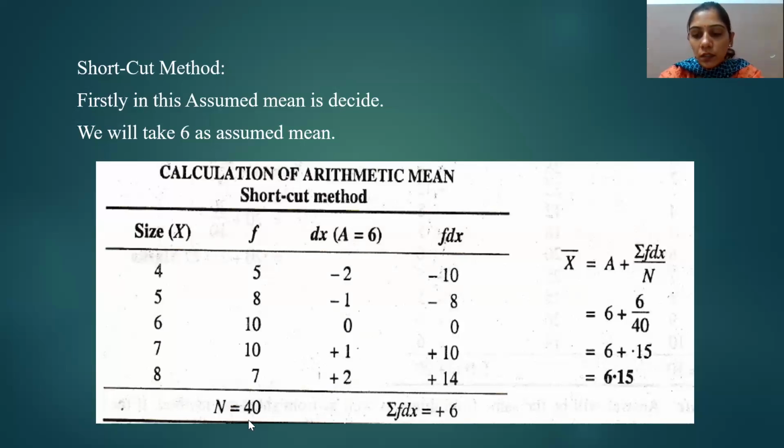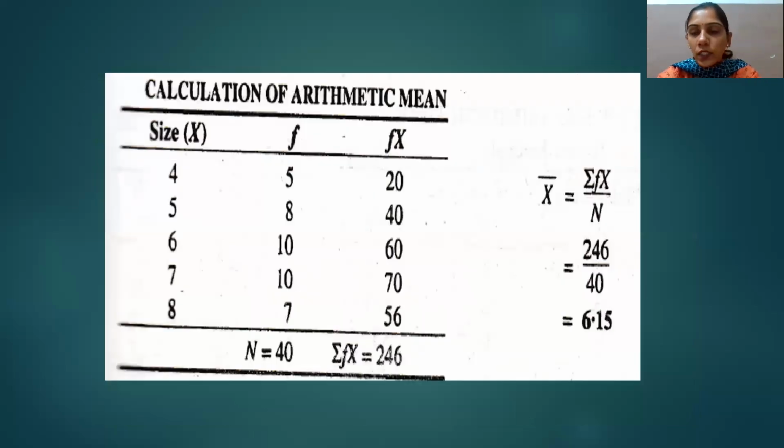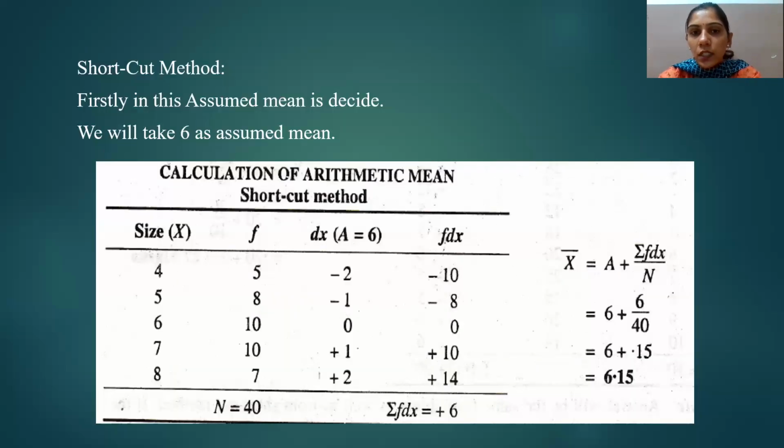Now we will calculate fdx, similarly to how we calculated fx in the direct method. The difference is that in this question we are calculating fdx. First of all, we have to calculate the value of dx with the help of assumed mean. Then we have to calculate the value of fdx. So what is fdx? Basically f multiplied by dx. That is the value of fdx.